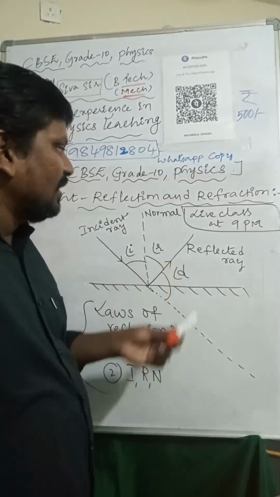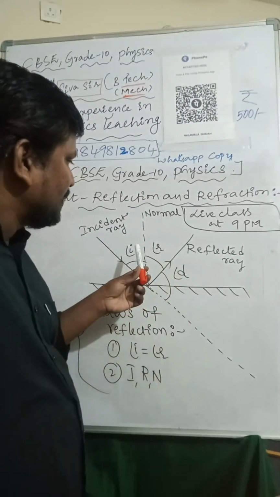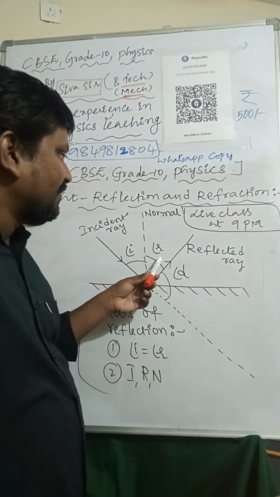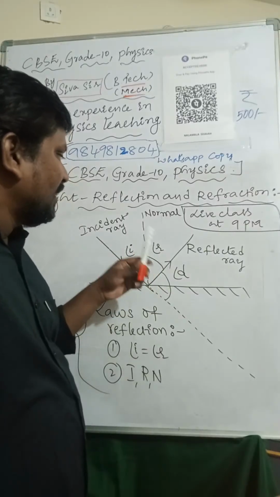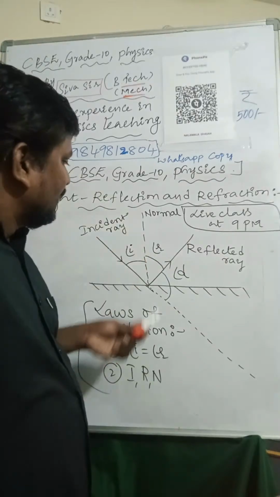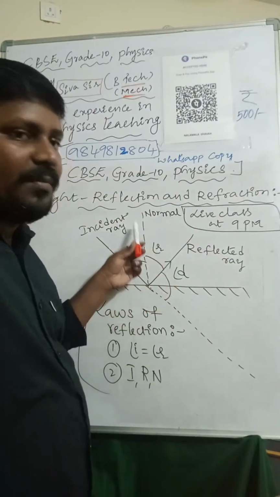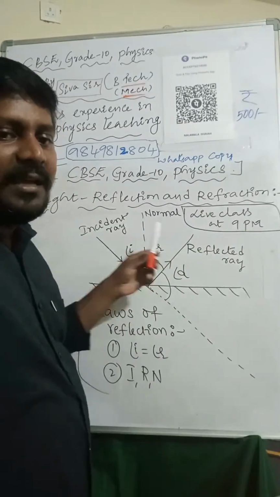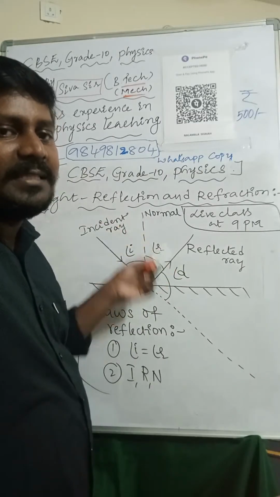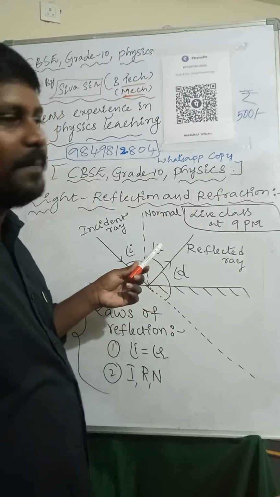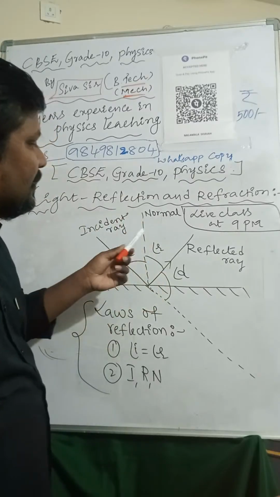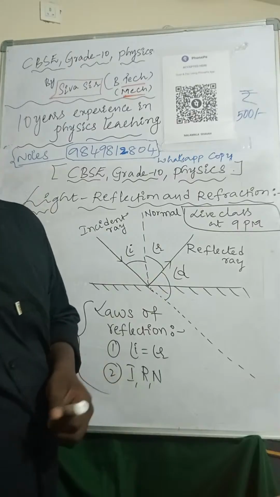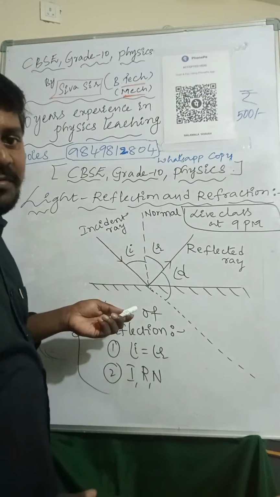Now the laws of reflection. Coming to the laws of reflection, the angle of incidence is equal to the angle of reflection. And the incident ray, reflected ray, and normal line lie on the same plane. Okay, so this is about reflection of light, the laws of reflection of light.